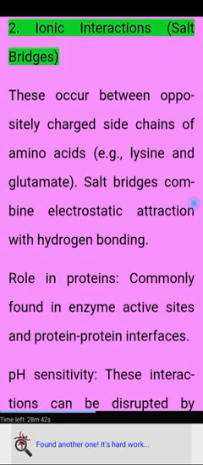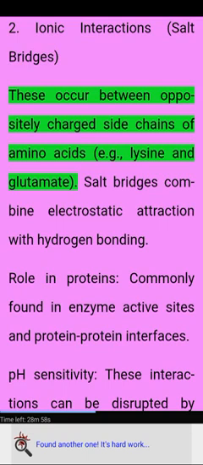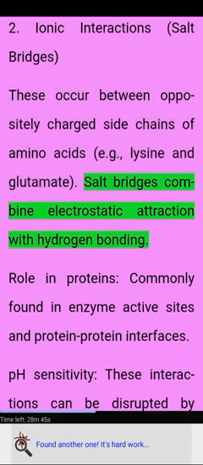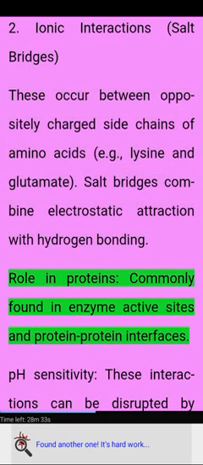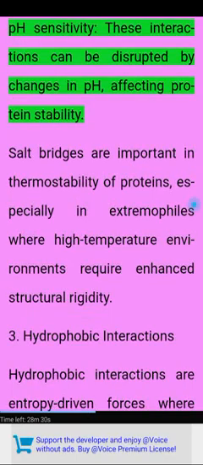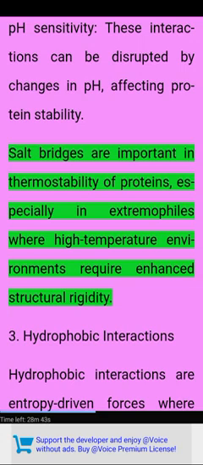2. Ionic interactions, salt bridges. These occur between oppositely charged side chains of amino acids, e.g., lysine and glutamate. Salt bridges combine electrostatic attraction with hydrogen bonding. Role in proteins: commonly found in enzyme active sites and protein-protein interfaces. pH sensitivity: these interactions can be disrupted by changes in pH, affecting protein stability. Salt bridges are important in thermostability of proteins, especially in extremophiles, where high temperature environments require enhanced structural rigidity.